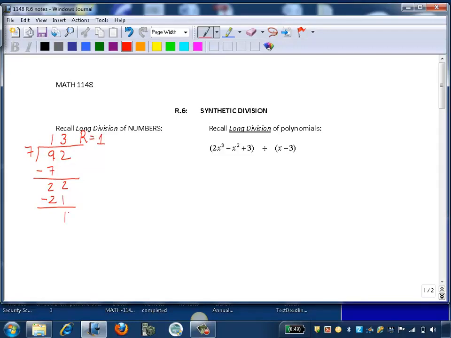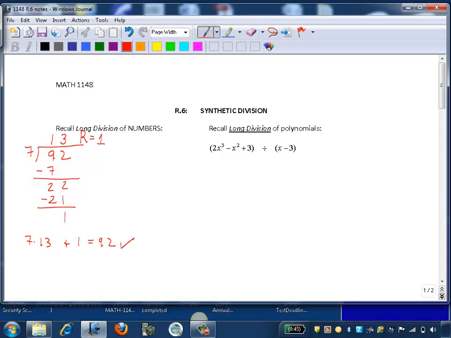So if we want to check a division problem, we know we can do the opposite of division, which is multiplication. So if I multiply 7 times 13, and then add that remainder, that extra 1, I should get 92. And we can check that that does in fact work.